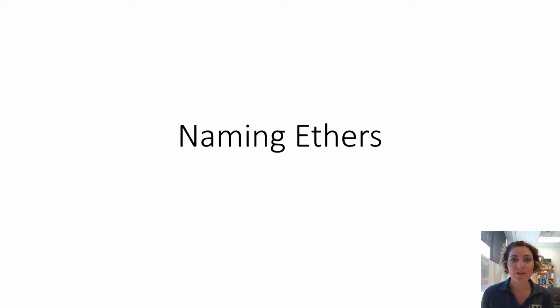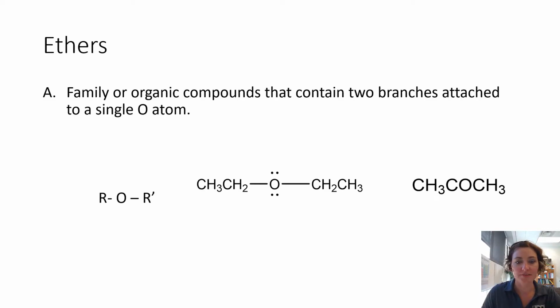In this podcast, we are going to go over the common naming system as well as the IUPAC naming system for ethers. Ethers are a family of organic compounds that have two branches attached to a single oxygen atom. There's a couple different ways that we can show those, as you are seeing on your screen right now. We can say any chain length of carbon connected to an oxygen with another carbon chain of any length on the other side. So it's kind of sandwiched between two carbon chains.